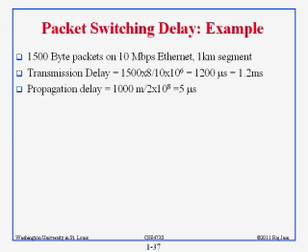Then the bits will travel to the other end, which is 1 kilometer away. And how long will it take for 1 kilometer? Since they are going on the fiber, we use the speed of 2 times 10 raised to 8. And this is 1000 meters, it takes 5 microseconds. Alright, so it will take 1.2 milliseconds for the transmission delay and 5 microseconds for the propagation delay.